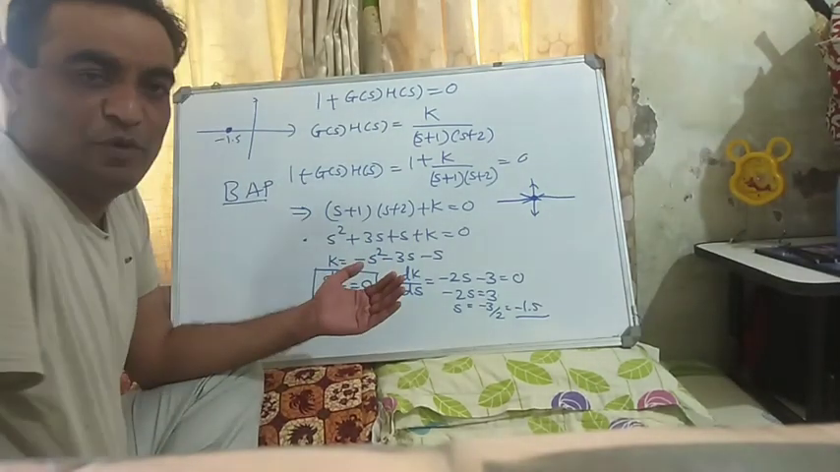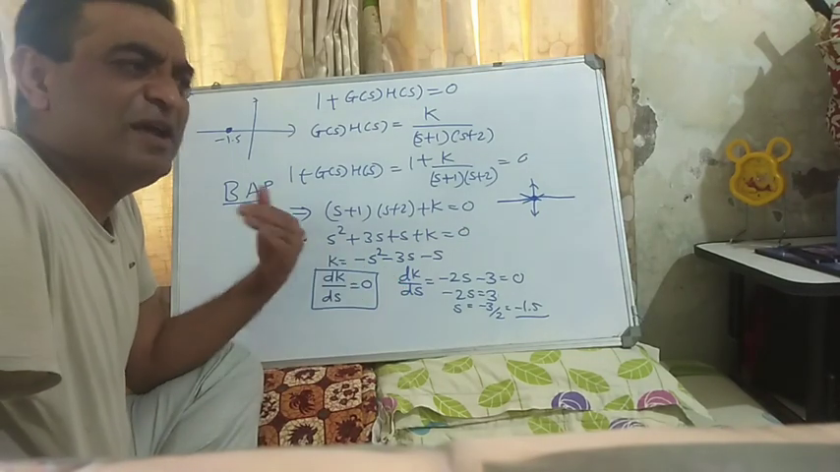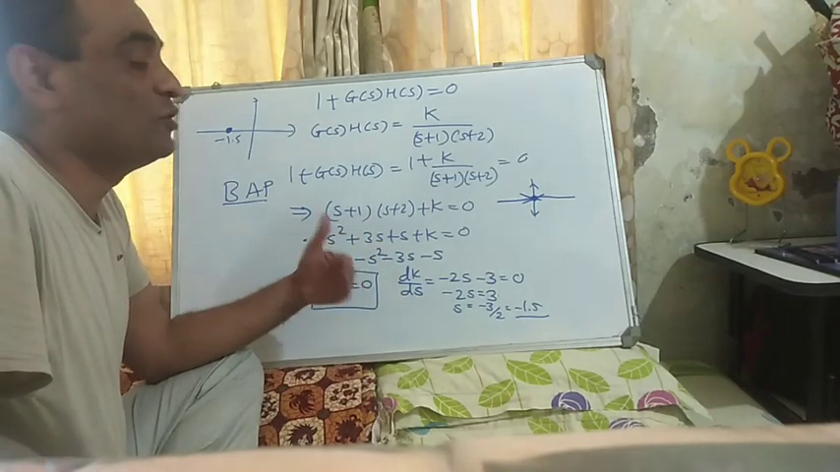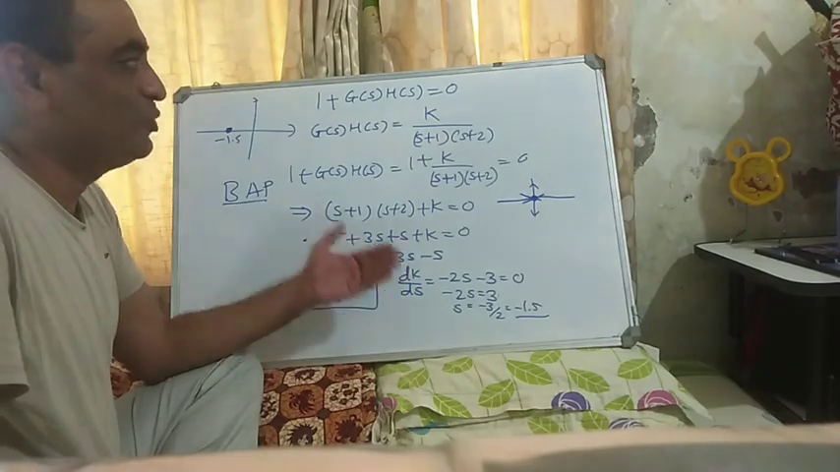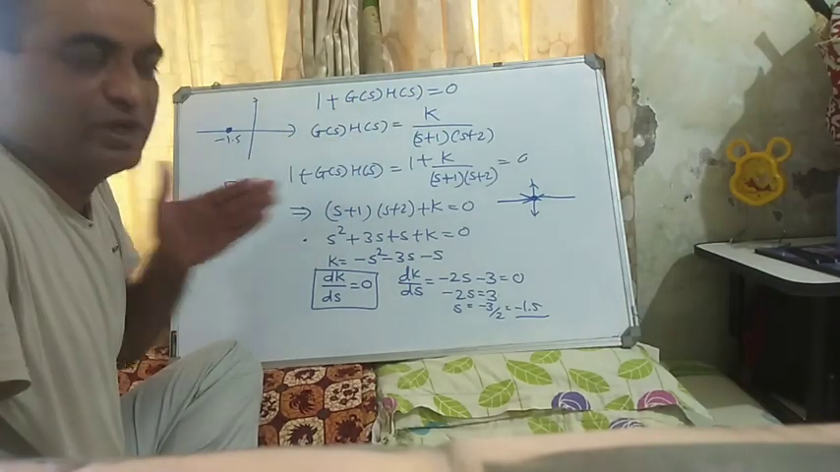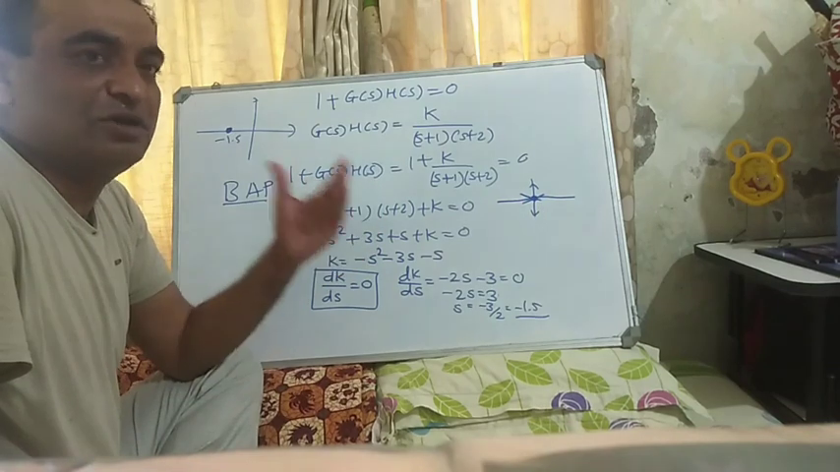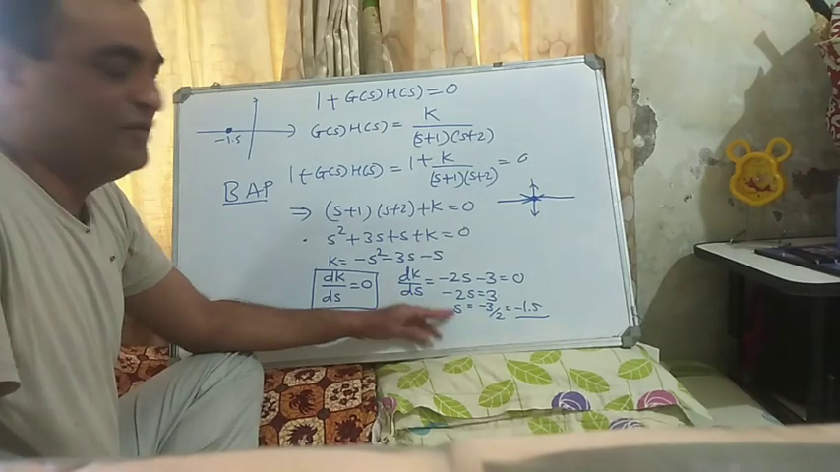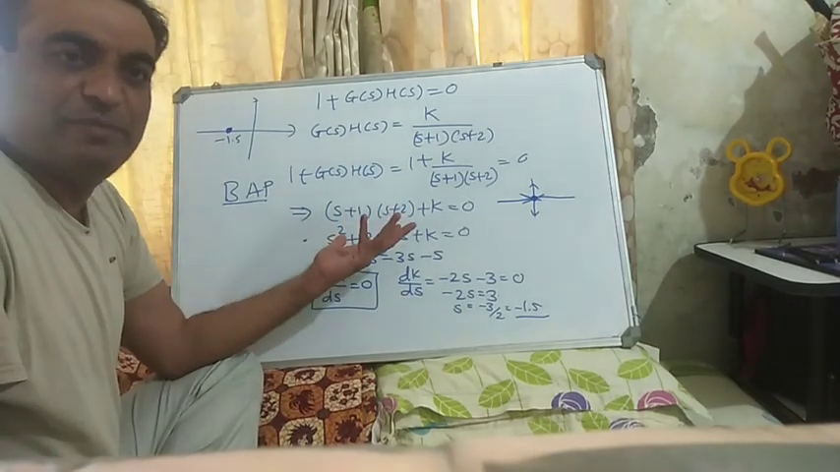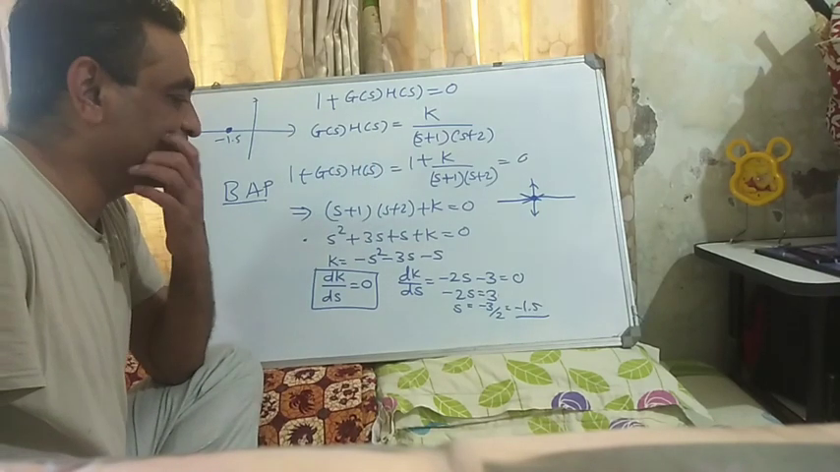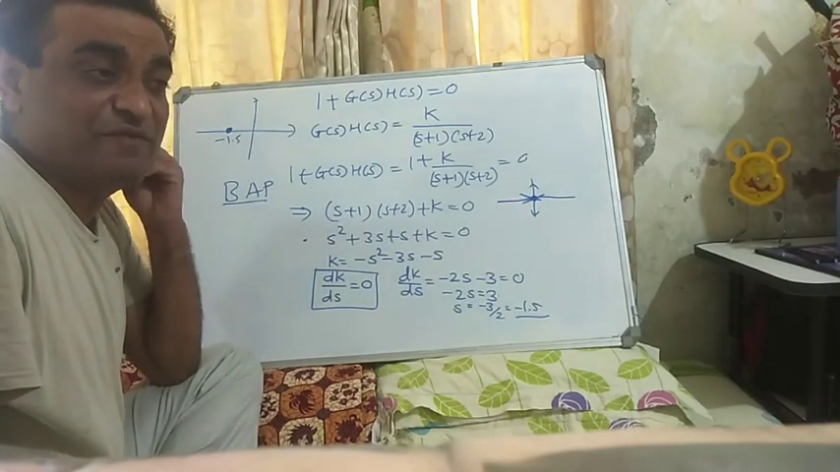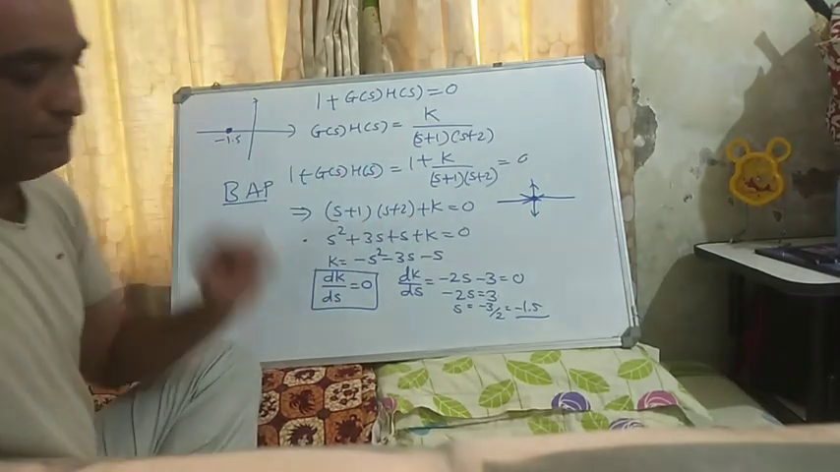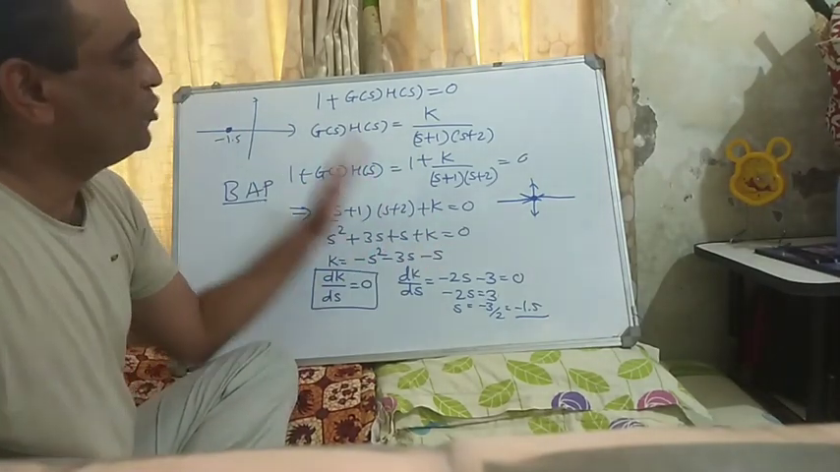There can be multiple breakaway points also, or there can be many other solutions of this dk by ds equals to 0. You can discard some of the solutions which are not valid. How can you discard? You can look into the real axis. You have already calculated the portion or the line segment of the real axis which are the part of the root locus. So any solution which is not on the root locus, obviously that is not the breakaway point. So you can discard those. There are some situations you may find where there can be a complex breakaway point also, but that you need to look at carefully. So this is how you can find the breakaway point.